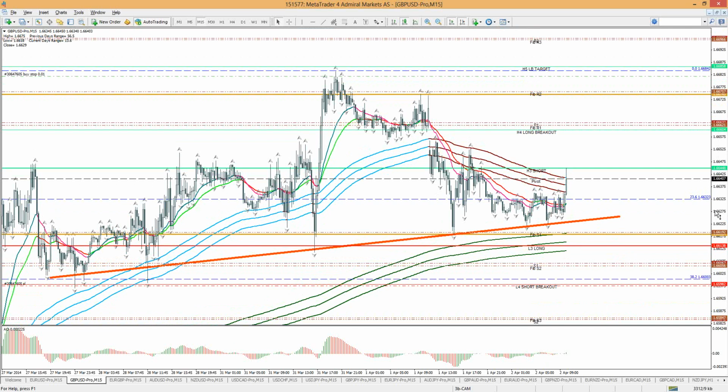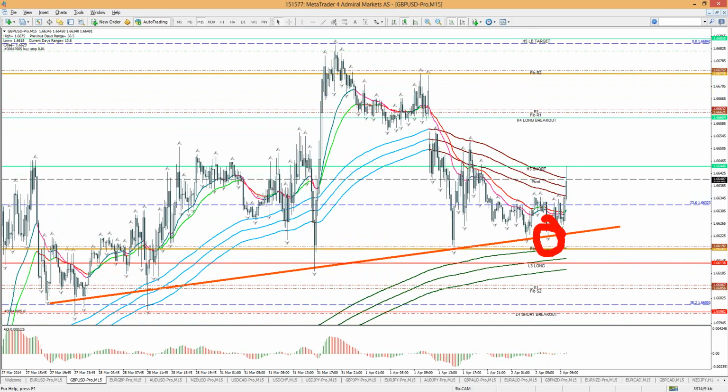Okay, so we bounced off it right here. And we're basically looking now at a potential resistance spot as we speak. H3 is around the corner.